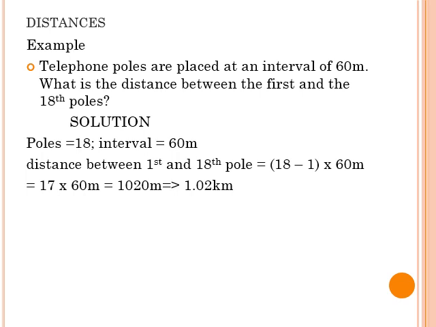which is 17. Those are the paces between the first and the 18th pole. There are 17 paces between the first and the 18th pole. So when you multiply these 17 paces by the interval of the paces, that is 60 meters, you will get the actual distance between the first and the 18th pole, which is 1020 meters. You can also convert this 1020 meters to kilometers. It will give you 1.02 kilometers.